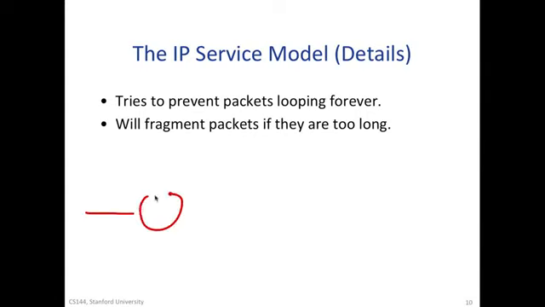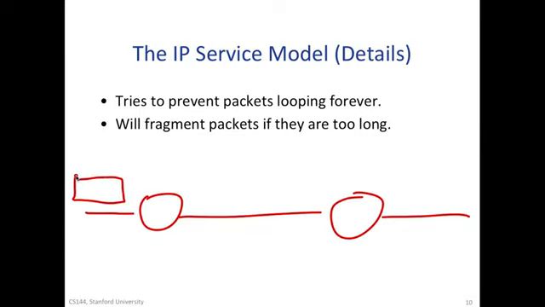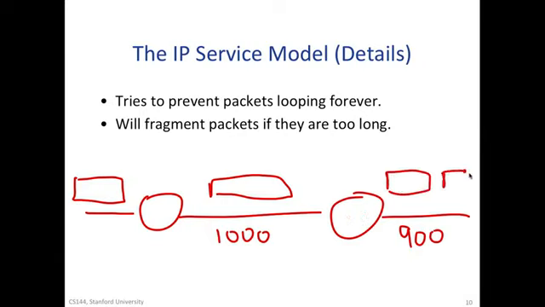Imagine that we have a router connected to another router and a packet is flowing through, let's say over here. Let's say that this link is allowed to carry packets up to 1,000 bytes long, whereas this link is only allowed to carry packets up to 900 bytes long. When the packet finds its way over to here, if it's a 1,000 byte long packet, this router has to decide what it's going to do with it. And so in the IP service model, it breaks it down into 2 packets. One will be 900 bytes long and one would be 100 bytes long. But they both are established to be completely self-contained independent IP packets. This process is called fragmentation.